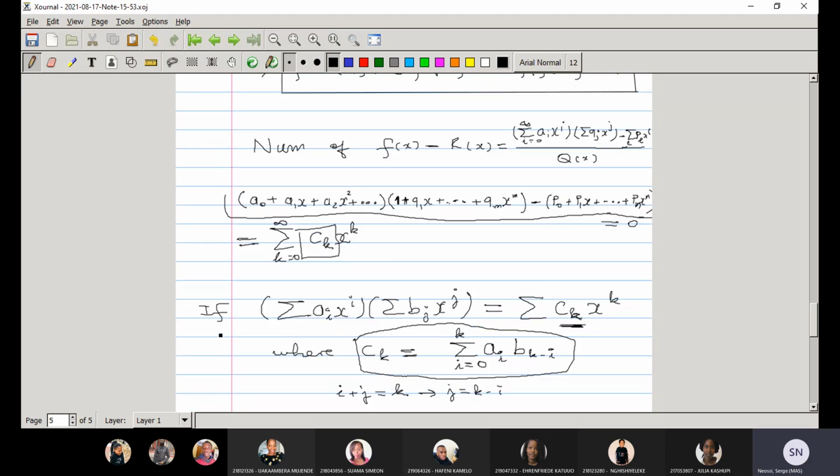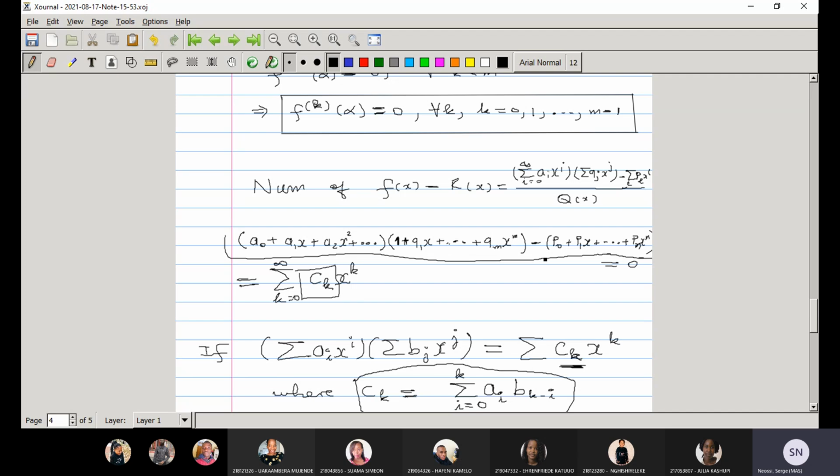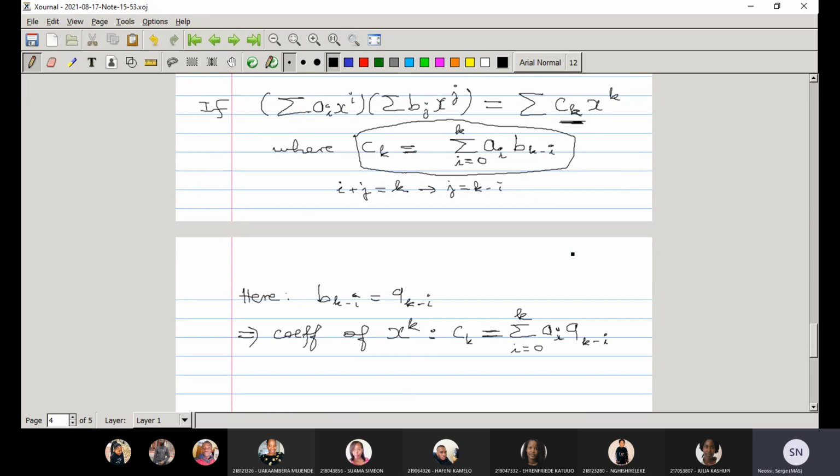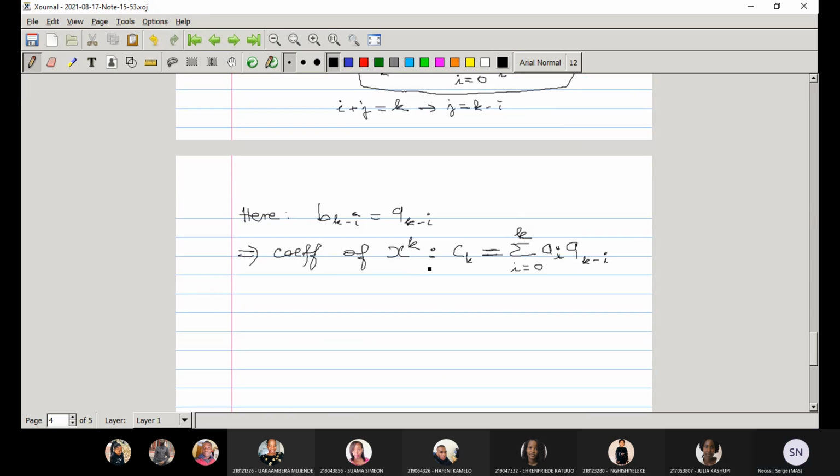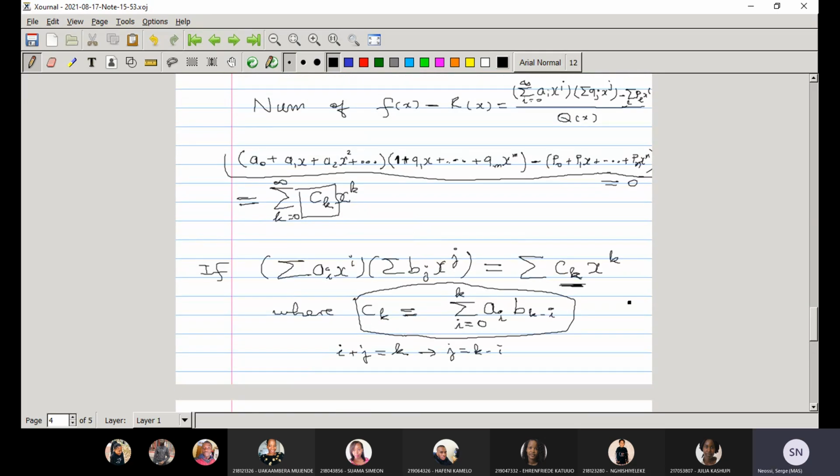So that is for this product, this factor. Now, this is for this CK. But for this original expression, I need to subtract PK here. I will need to subtract PK.